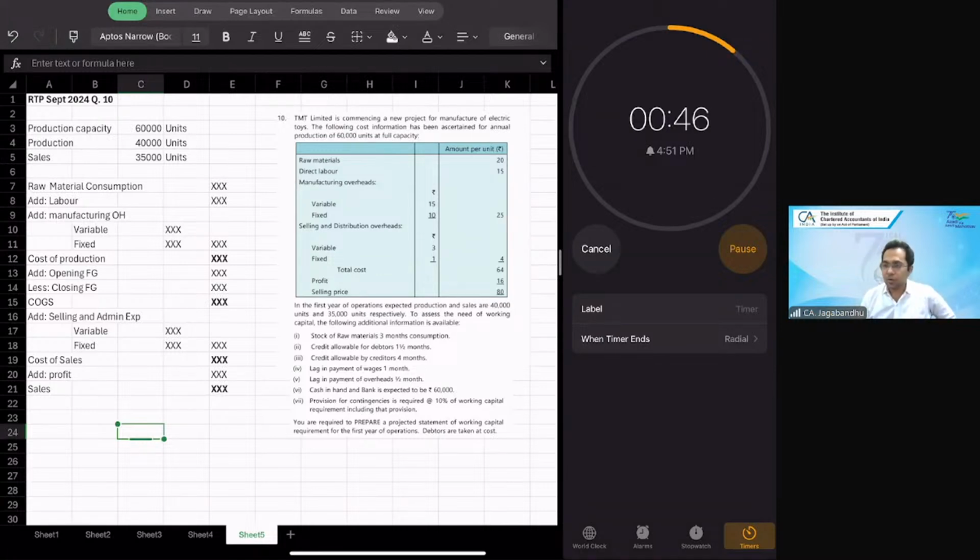In case of fixed overheads, number of units will be what? Because this is at capacity, so at full capacity you have to take the full capacity value.